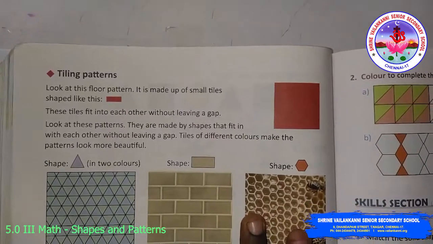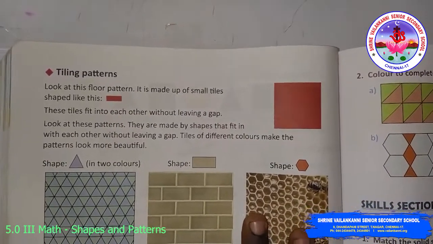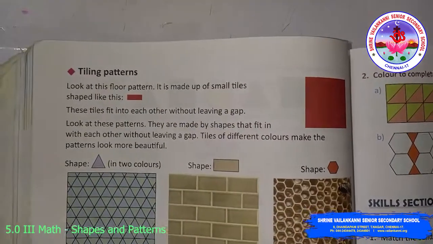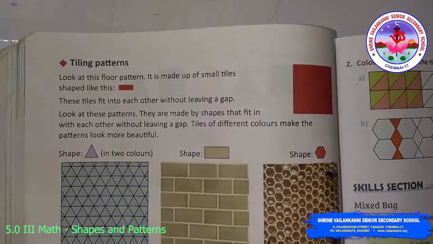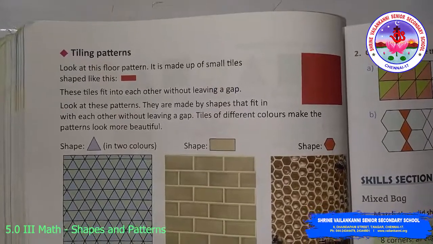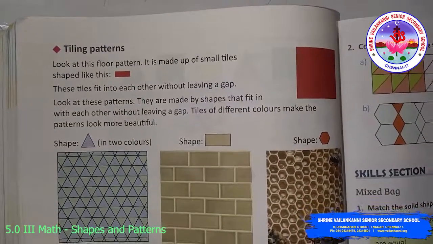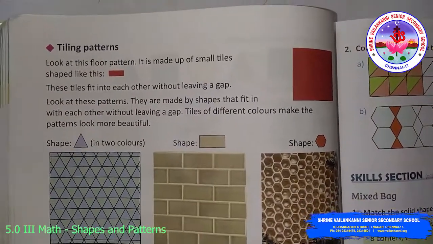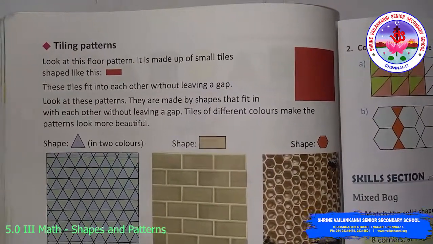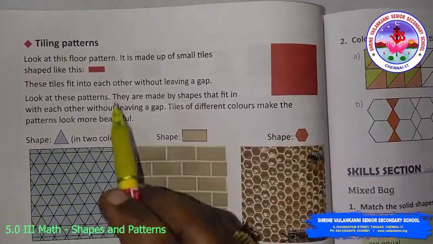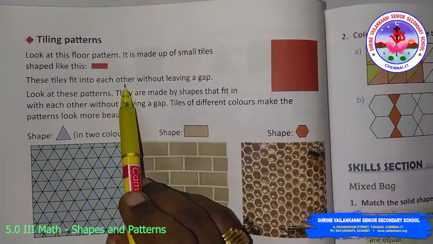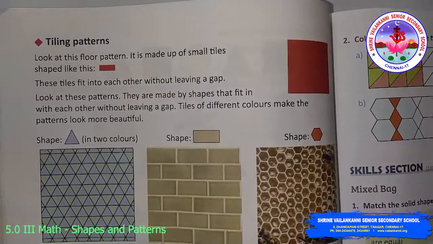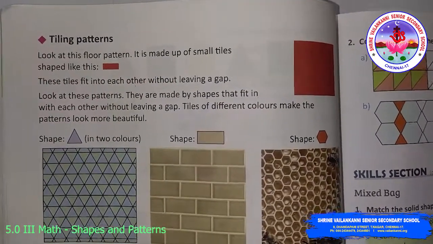So with the last topic, we are going to see tiling patterns. So here, for example, if you take in your home itself, the floor tilings, if you see, the same design or the same picture will be repeated. So these kinds of tiling patterns are fitted into each other without leaving a gap. So without any space, it will be designed in such a manner.